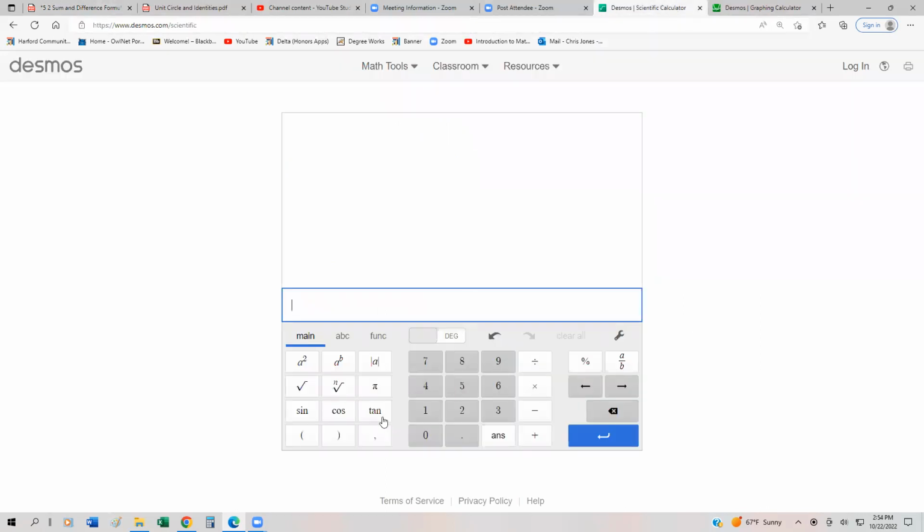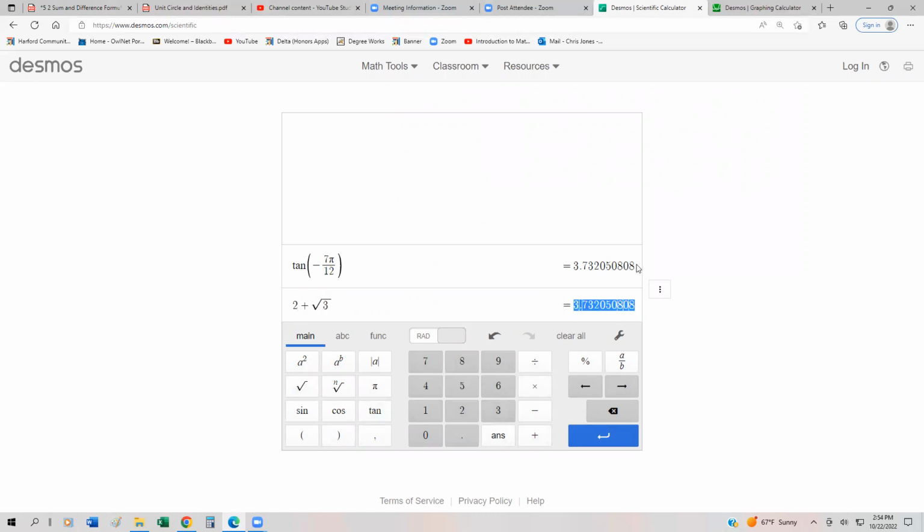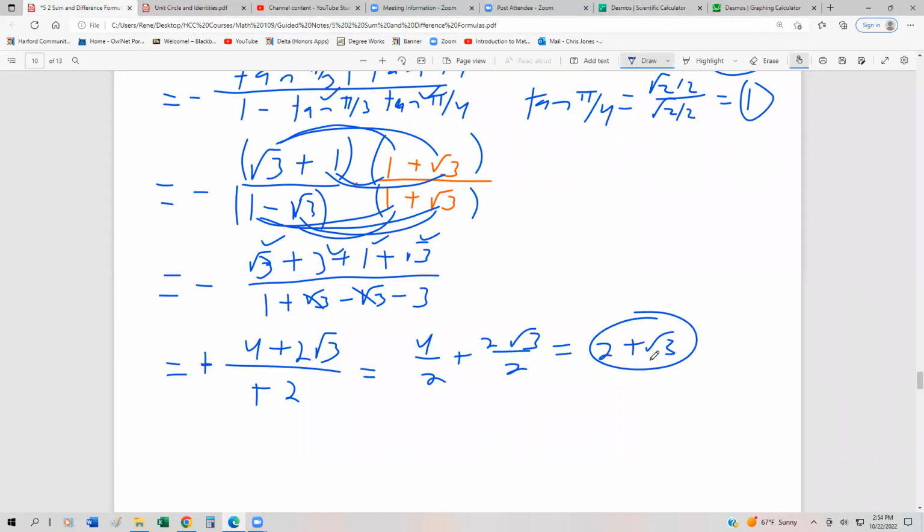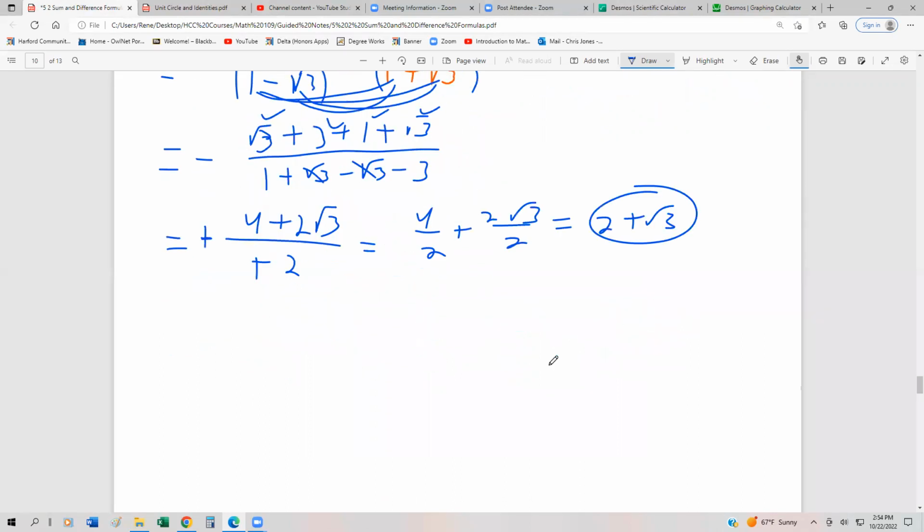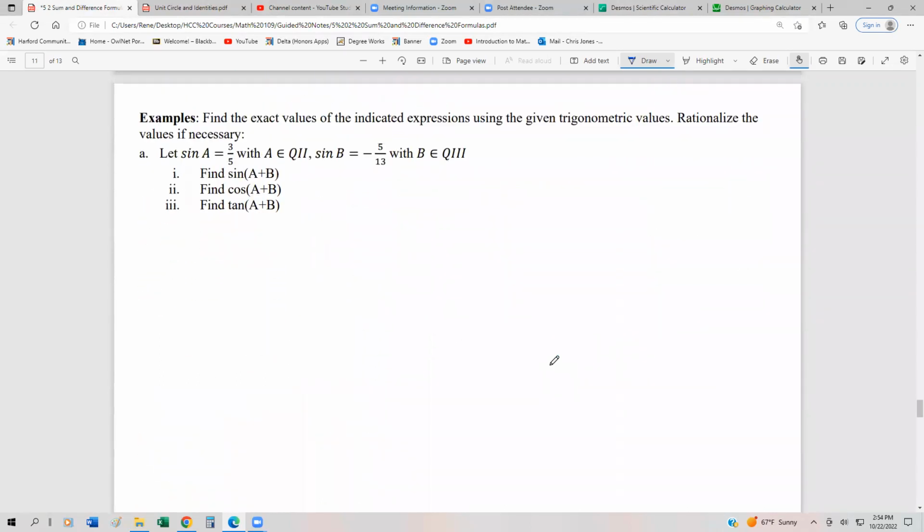Okay, so let's type in our tangent of negative 7 pi over 12. Make sure we're in radian mode. We get 3.732, whatever it might be. Okay, and that's fine. But now let's figure out what 2 plus the square root of 3 is. And it just so happens that it's that precise approximation. So at least we know we've gotten it right by going through and doing this.